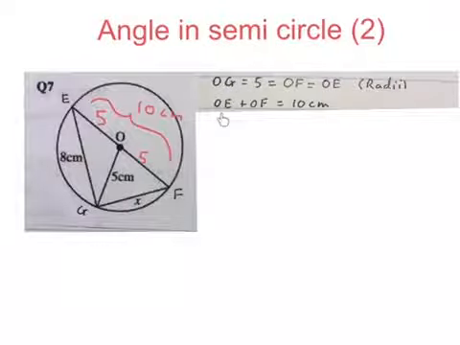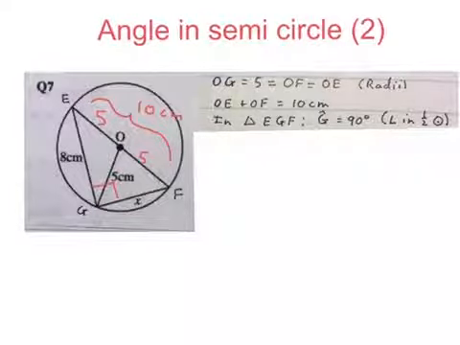Then we write OE plus OF equals 10 centimeters. Then we write in triangle EGF, the whole big triangle, angle G is 90 degrees, I wrote it in for us. Angle in half a circle, angle in a semicircle.